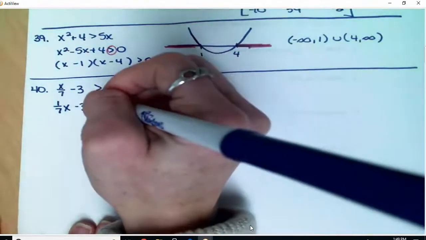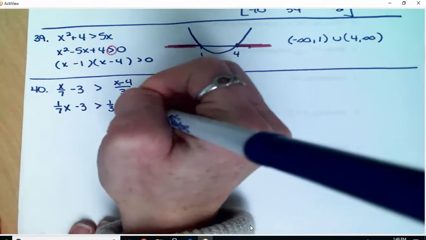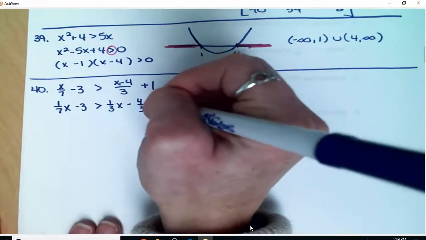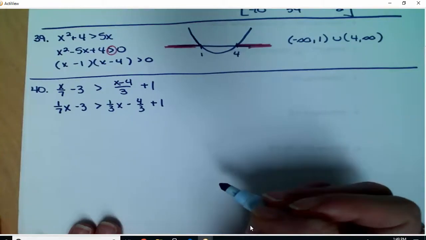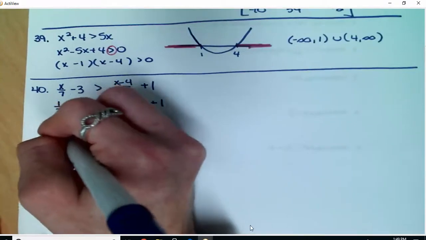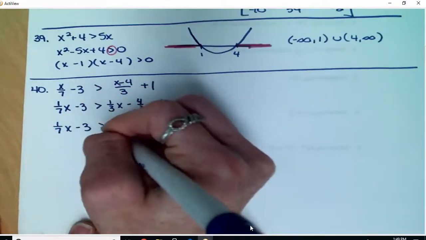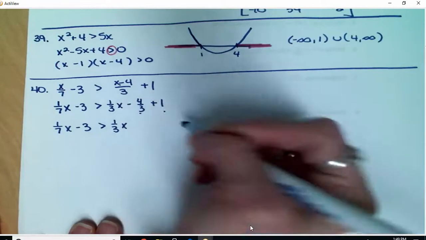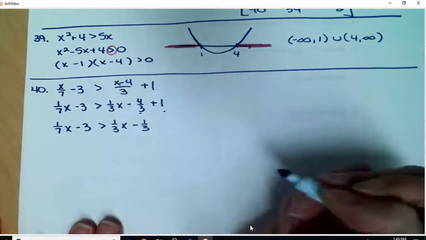If you separate that, that would be like a 1/3 x minus a 4/3. We got our plus. So, combine like terms. Negative 4/3 and positive 1 is a negative 1/3.